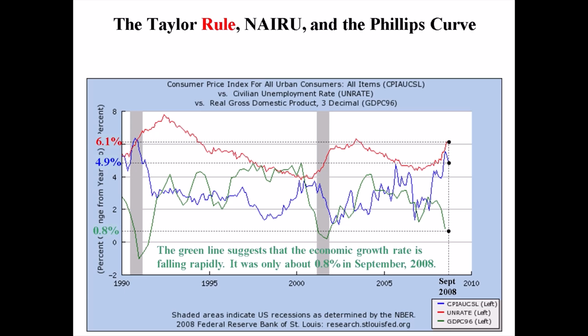Then the green line is economic growth, and it was about 0.8% in September 2008, and it's pointing to recession. And you can see that during the recession, the economic growth rate reaches its lowest point. So it's headed toward negative territory, it looks like.